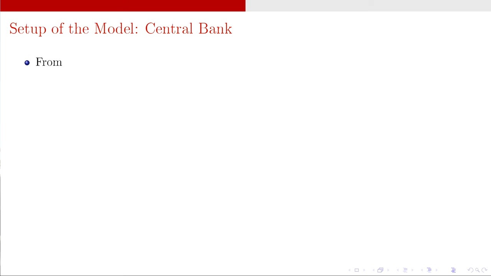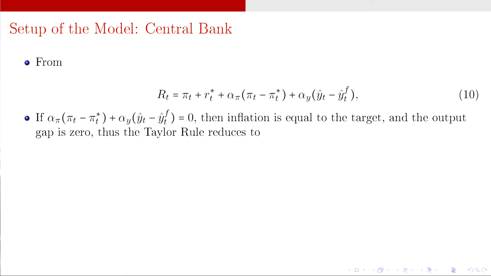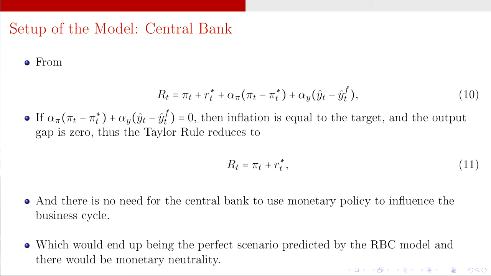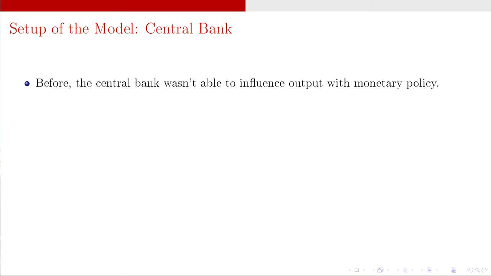Taylor rule. So from this Taylor rule, alpha pi times pi t minus pi t star plus alpha y times y t minus y t f is equal to zero, then inflation is equal to the target, the output gap is zero, and the Taylor rule reduces to the Fisher equation. And in this case, there's no need for the central bank to use monetary policy in attempts to influence the business cycle, which would end up being the perfect scenario predicted by the real business cycle model, and we would have monetary neutrality.